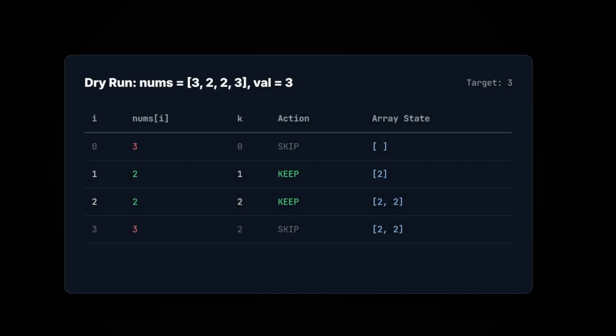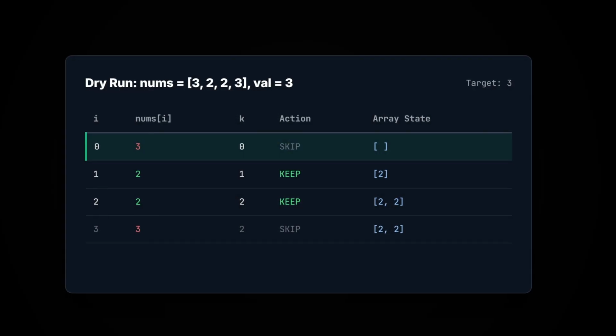Let's run the optimal solution. Index 0. Value is 3. Target. Skip it. k stays 0. Index 1. Value is 2. Not target. Copy to k equals 0. Increment k to 1.